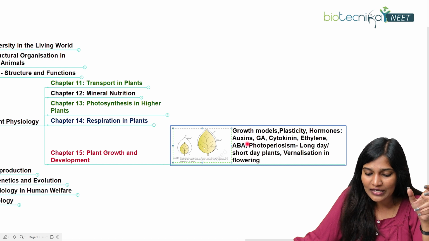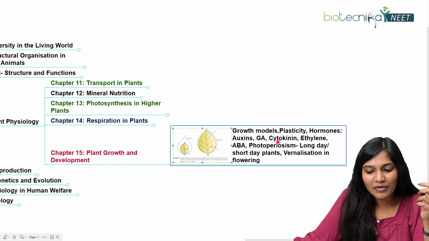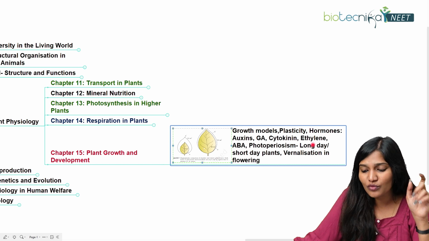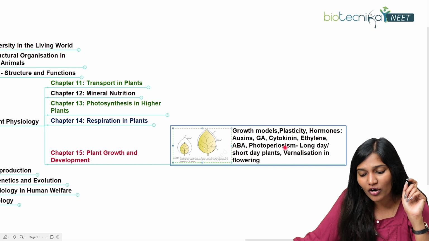And what is the organism? So what is auxin? The history behind it. And gibberellic acid, the history behind it. Cytokinin, zeatin, you should remember. Ethylene, abscisic acid. And then photoperiodism.